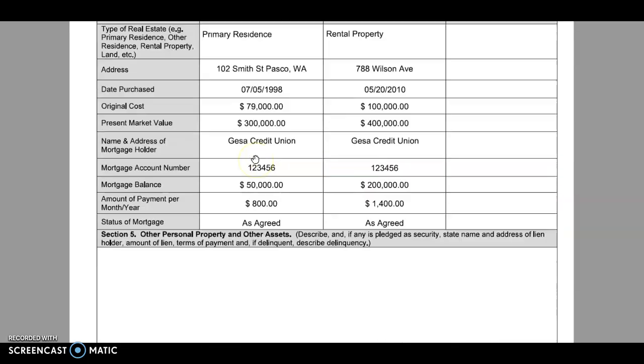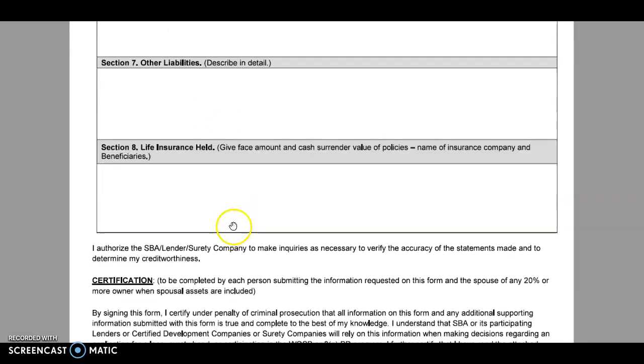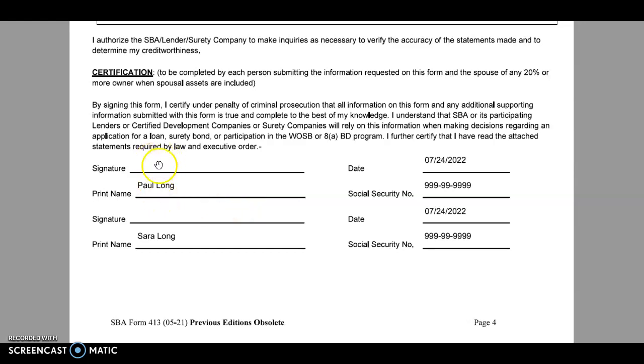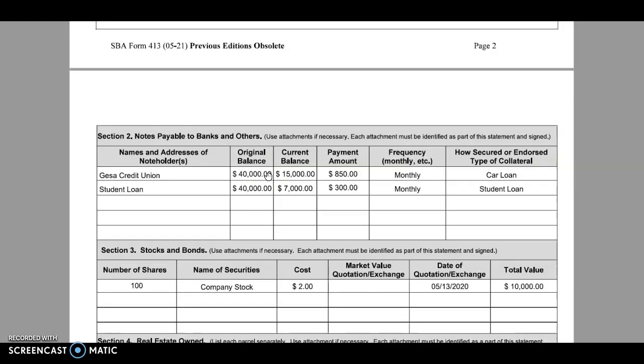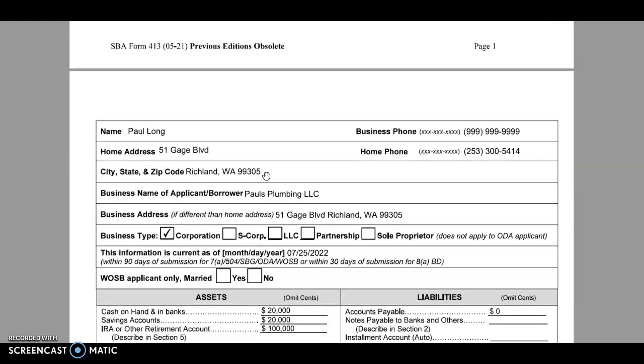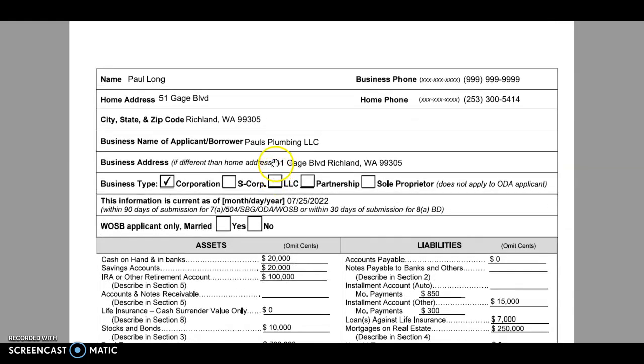So if you notice, you filled out everything on these pages, you put in all your details, you're going to go ahead and sign, and then you're going to print that and give that to your banker. That is how you fill out the SBA Form 413 Personal Financial Statement.